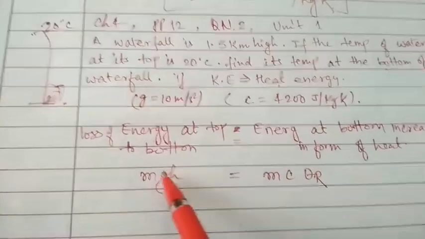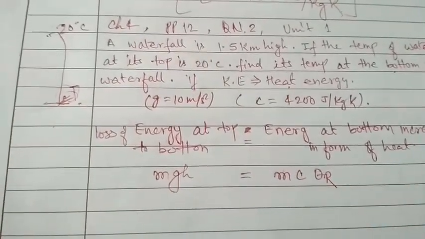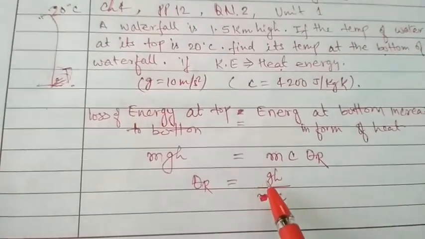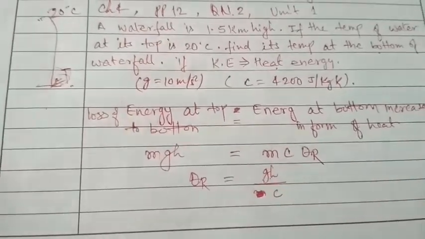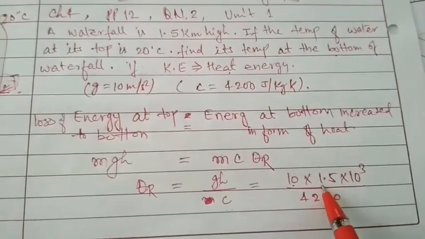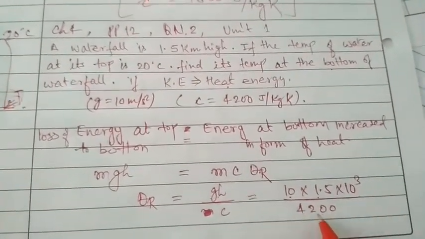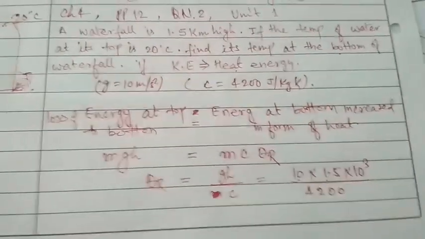You can see the mass is the same, so m is cancelled. We are asking about the theta rise, so let's calculate that. As m is cancelled, theta rise will be equal to gh upon c, specific heat capacity. Let's fill in the values. The value of g is 10, given in the question, the height is 1.5 kilometers, which I have converted into meters, and c is 4200 joule per kilogram per Kelvin. Let's calculate further.